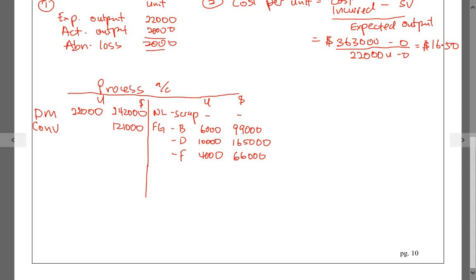Credit process, credit process, credit process. You should debit individual finished goods B, debit finished good D, debit finished good F. Individual finished goods account. Okay, because three different finished goods. Of course, we're not showing it here. After finished goods will be abnormal loss. Abnormal loss will be here, 2,000, and loss or gain, abnormal loss or gain will be based on the unit cost, so 33. Credit and debit abnormal loss account.